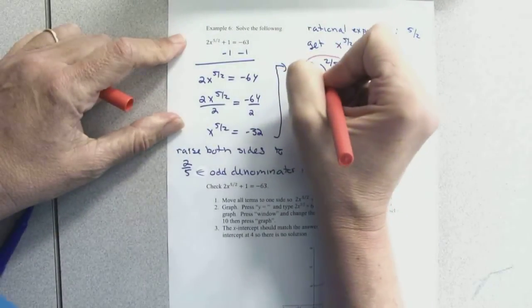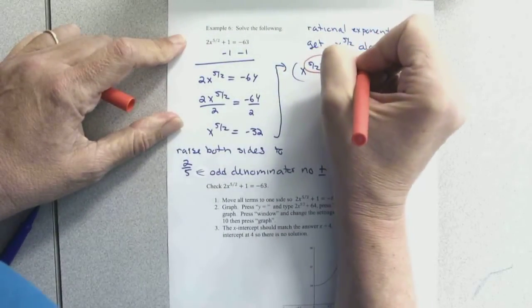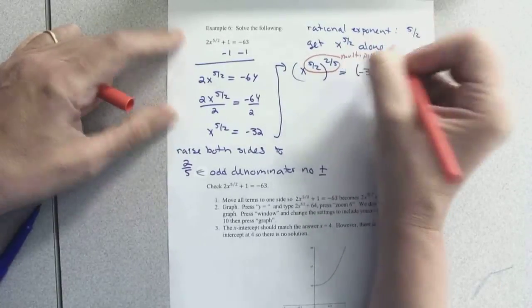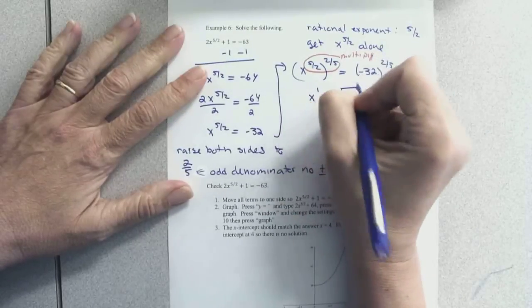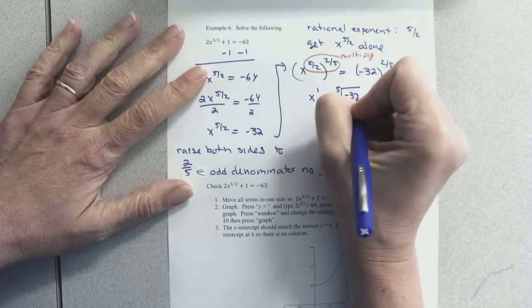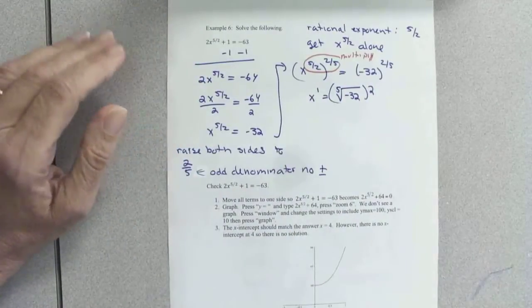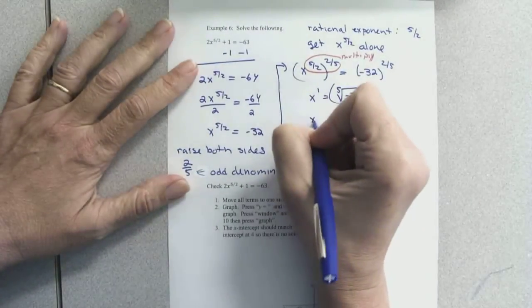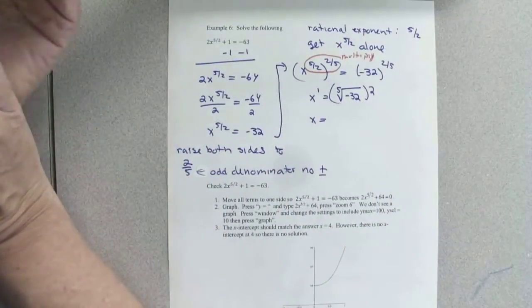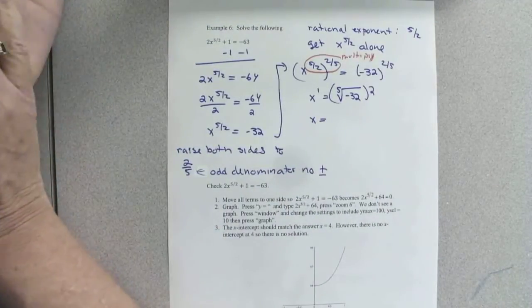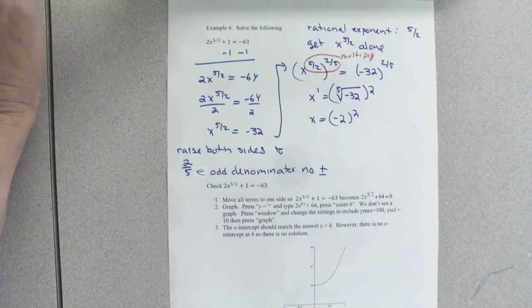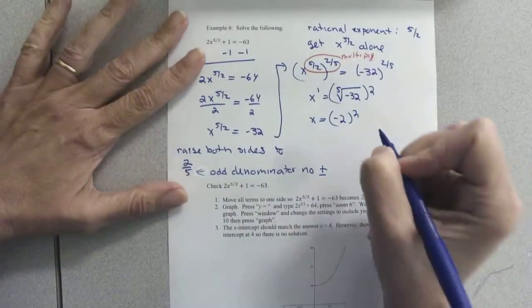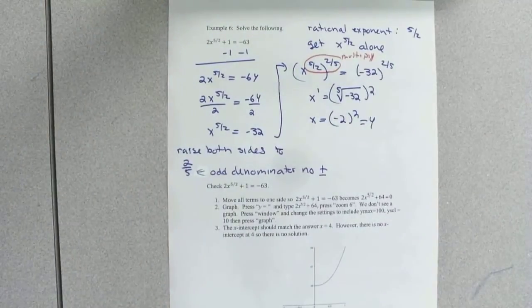Here, exponents to exponents, we multiply. So very, very explicitly, I get x to the 1st, and then that would be the 5th root of -32 squared. And so that's going to be x equals, and then you ask yourself, what number to the 5th power gives me -32? And that's -2. And again, if you don't know that, your calculator will tell you that. And I get 4. But I absolutely must check.